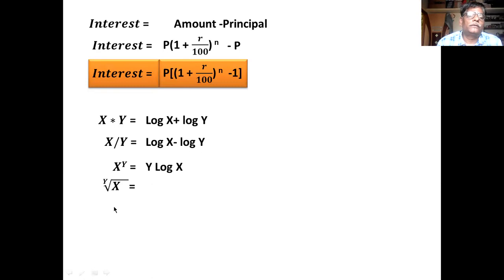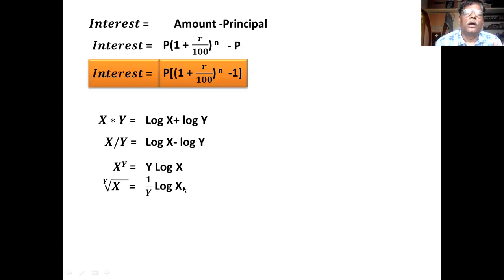And the fourth rule is regarding the root. Y root x. For example, square root, cube root, like that, y root x is there. If you want to calculate the y root x, you apply the logarithm. That logarithm is 1 divided by y into log x. These are the four rules applicable relating to logarithm.